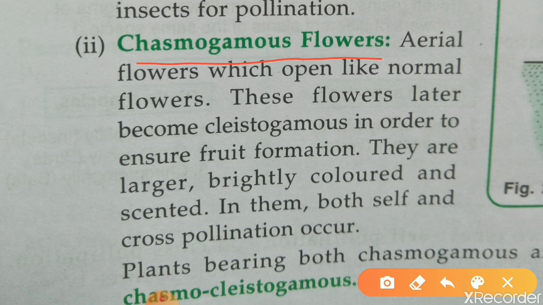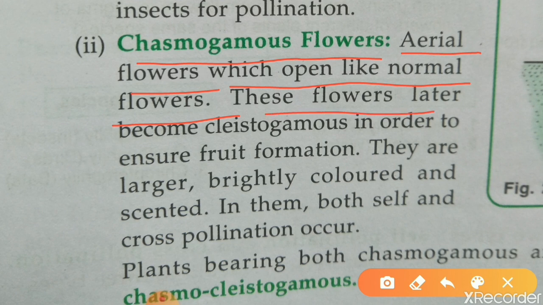Chasmogamous flowers are aerial flowers. They are located in the air, which open like normal flowers. Like normal flowers, these flowers are also open in nature. What is the meaning of open? It means stamen and stigma are exposed to the air. Okay, they are open type. They are not closed inside the petals.